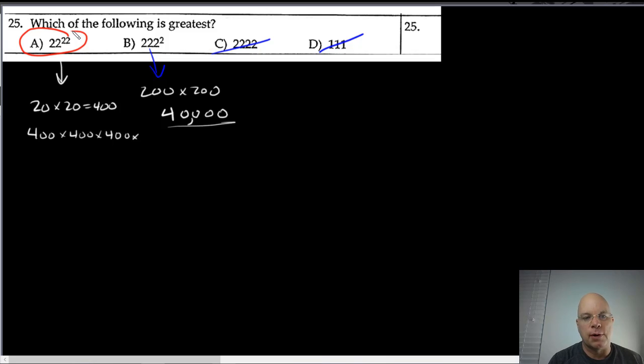So that's way more than 40,000. You could also do 222 squared. That's going to be 49,284. So you can tell pretty quickly on a calculator that it's going to be answer choice A. That does it for this category.